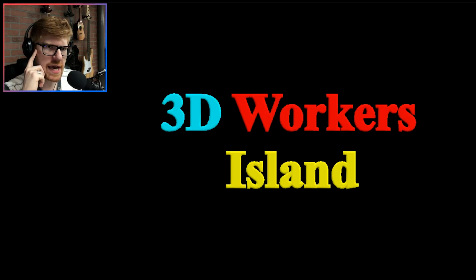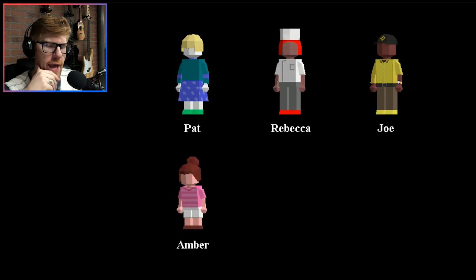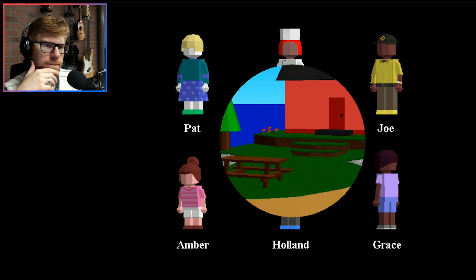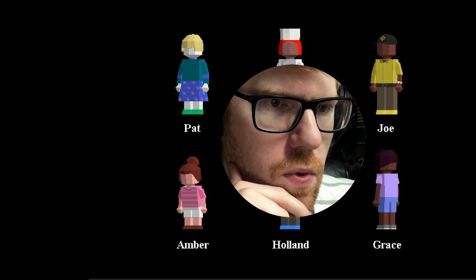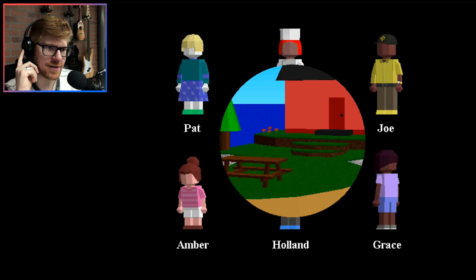3D Workers Island. Okay. This is the startup screen. Pat, Rebecca, Joe, Amber, Holland, Grace. It's all of them. Gotta catch them all. Hello. Whoa, okay. Can I go back? I need to actually pay attention to these characters. I can go back. We're going back in time.